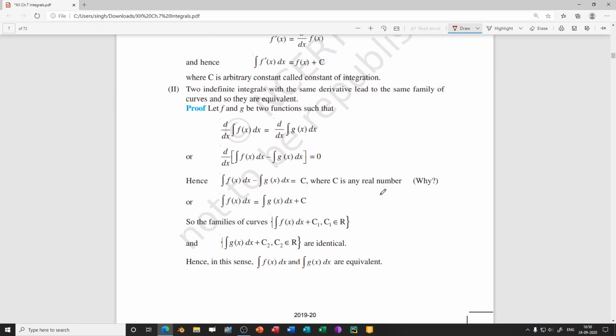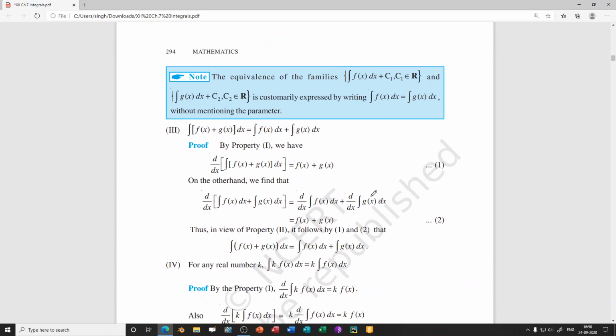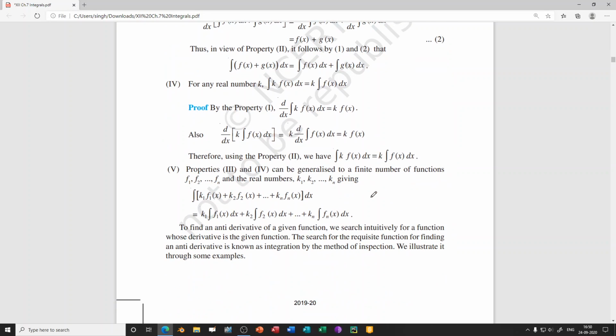Then we have the second property. Two indefinite integrals with the same derivative lead to the same family of curves, and so they are equivalent. Now the third one: integration of f(x) plus g(x) dx is equal to integration of f(x) dx plus integration of g(x) dx. Fourth one: for any real number k, integration of k f(x) dx is equal to k into integration f(x) dx. That is, we can take k out of the integration. So this is the fourth property.